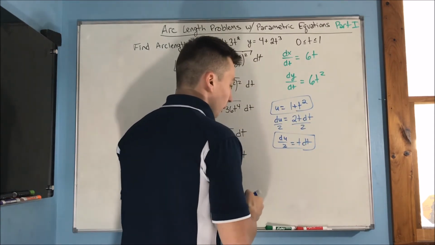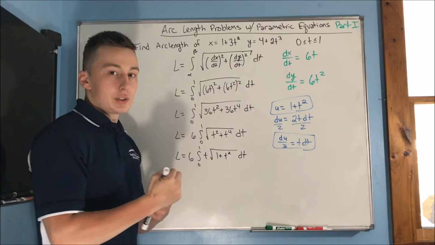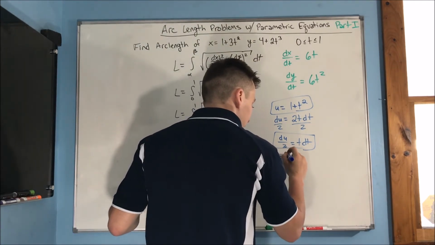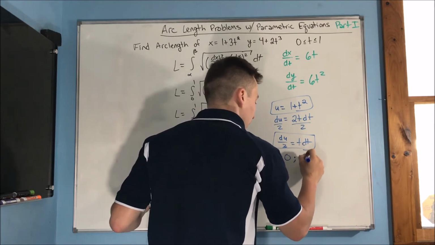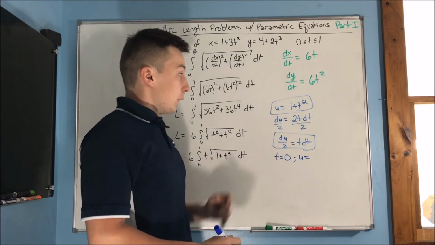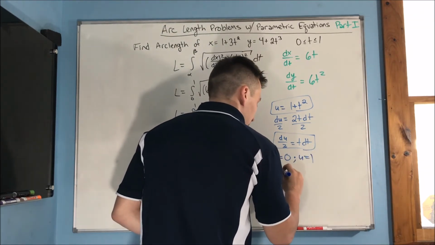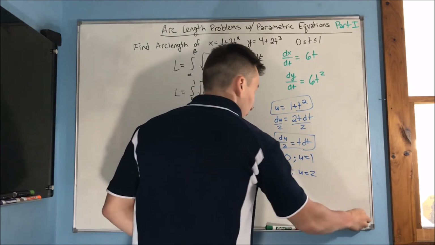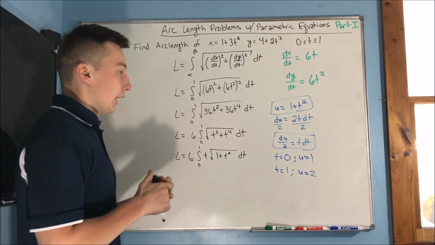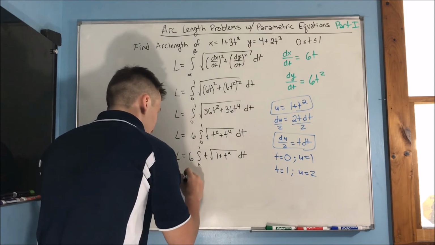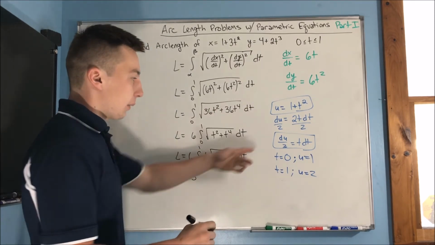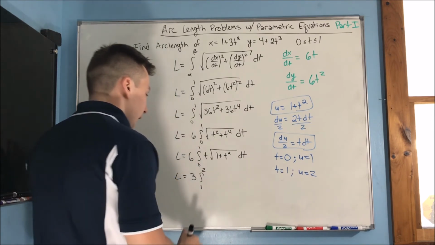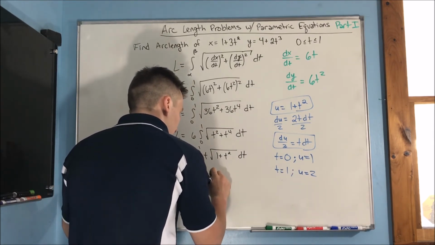Oh actually, we need to also change our bounds. Forgot that. Alright, so when t equals 0, what does u equal? Well, u would equal 1, and when t equals 1, u will equal 2. So now we also have bounds. Now, this is going to be that the length equals 3, because remember du over 2. 3 the integral from 1 to 2, those are our new bounds, of u to the 1/2 du.